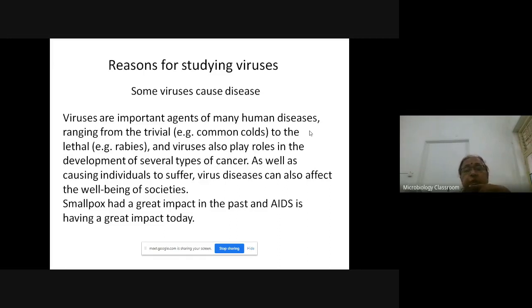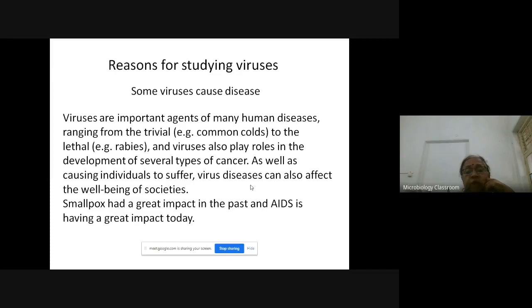Next, viruses also play a role in development of several types of cancer, as we have seen in oncogenesis. We have seen different types of viruses, and the hypothesis which explains the role of viruses in human cancers. Individuals who suffer from viral diseases naturally affect the well-being of the society.